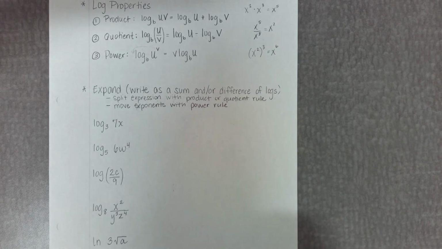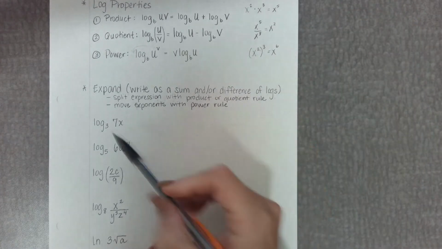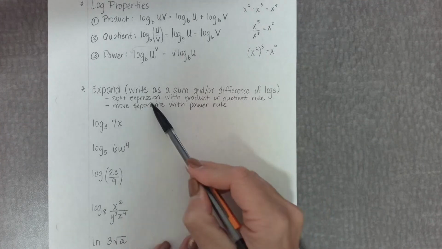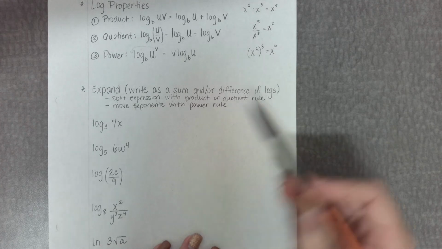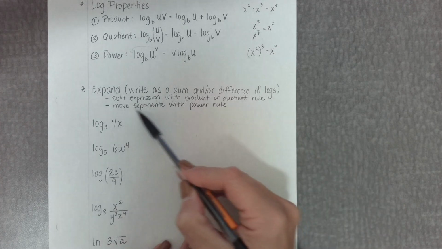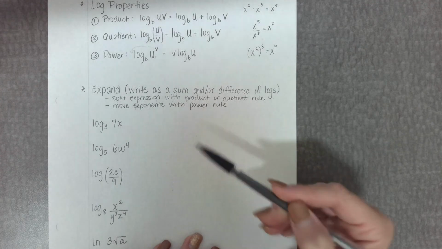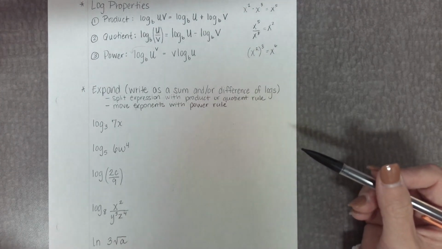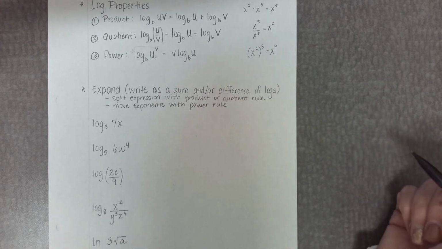In order to do this, you have to do it in a certain order. First of all, you want to take your expression or your argument, and you're going to split it first using the product or the quotient rule. And then after you've done that, you're going to move your exponents down using the power rule. The only exception to doing it in this order is if your entire expression is in parentheses or something and it's raised to a power. So we'll look at that as it comes.